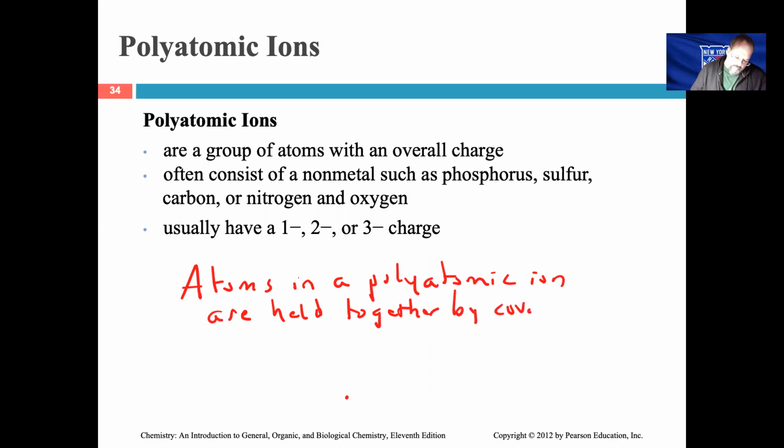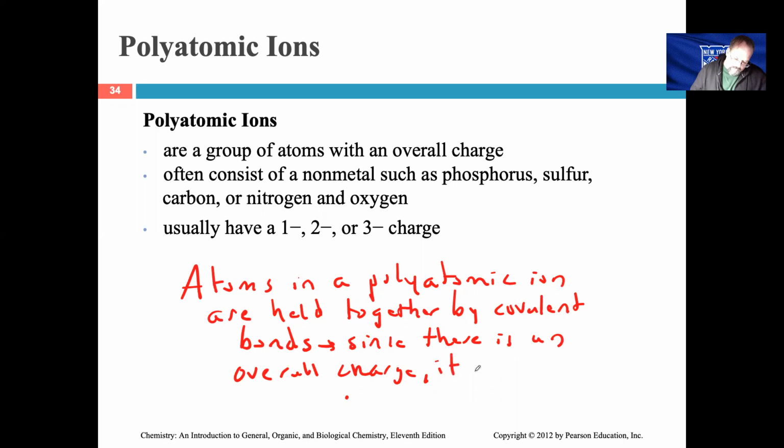by covalent bonds. That's why, if you remember back to the discussion we had a little bit earlier in the module, where we were talking about chemical formulas, we broke the polyatomic ion part of the chemical formula into atoms. The reason for that is because the atoms in a polyatomic ion are held together by covalent bonds. But since there is an overall charge, it's an ion, okay? It's not neutral. There's an overall charge associated with it.